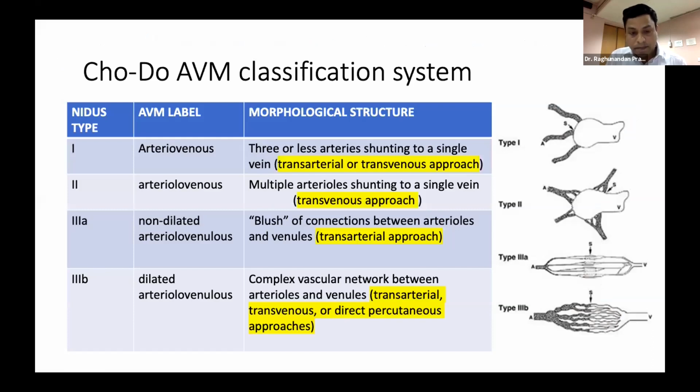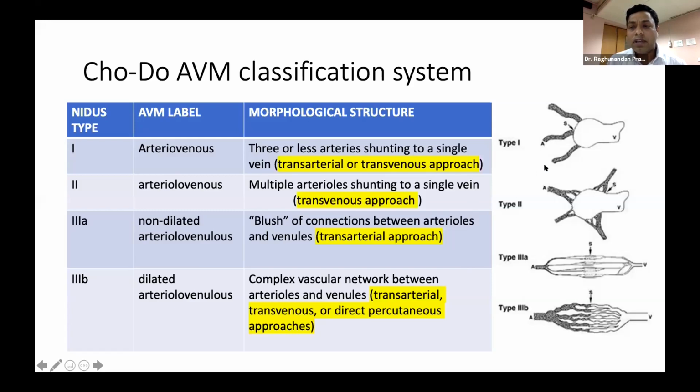So basically from the treatment point of view, it is very important that we have a very clear-cut understanding of the anatomy and the nidus morphology. There have been various classifications that divide these high flow lesions into various categories. One very popular is the CODO AVM classification system. It actually helps in deciding the treatment approach. Here you can see type 1, type 2, type 3, A and B. We divide them into three categories.